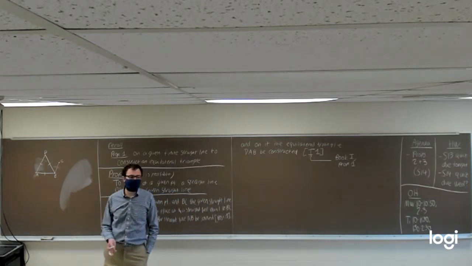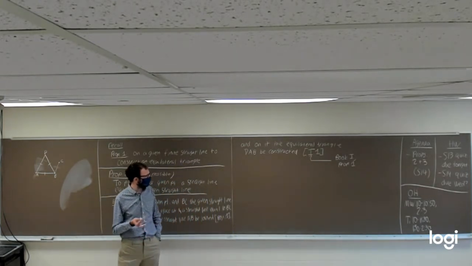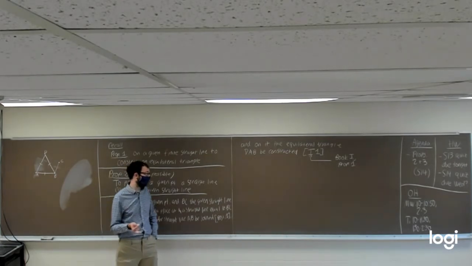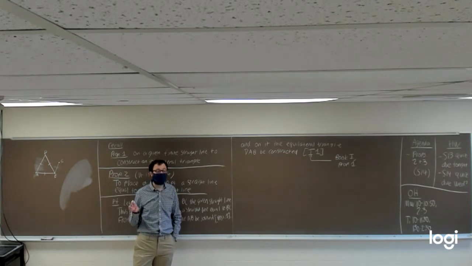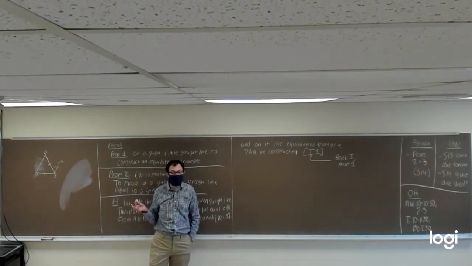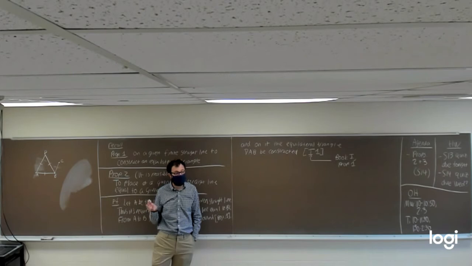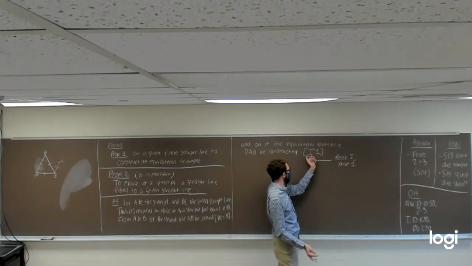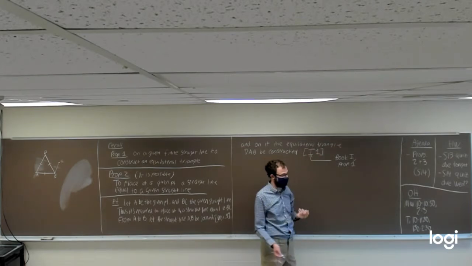Oftentimes, this isn't going to be the case in book 1, but in a lot of the later books of Euclid's Elements, they're going to take as justification in some of their proofs propositions from previous books. So it might be the case that proposition 3 in book 5 actually requires proposition 2 in book 1 in order to be able to prove it. So that's why it has this funky notation. Whenever you see this, just think book 1, proposition, whatever the second number is.